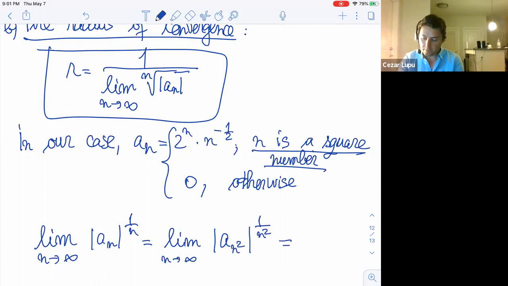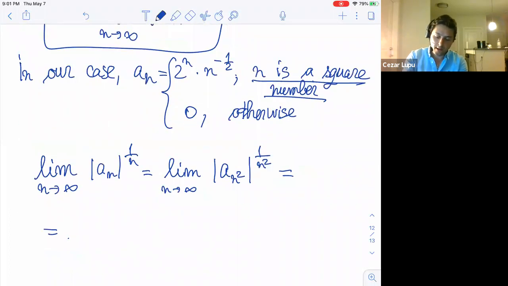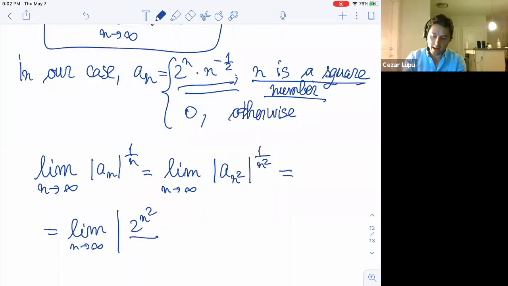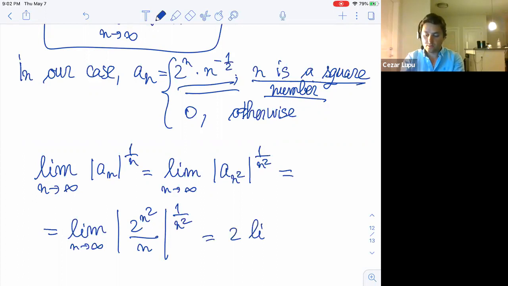So this will be equal to the limit. Here I go back to advanced calc 1, as n approaches infinity of... what do we have here? We know that a_n is this guy here, right? So this would be 2 to the power n squared over n, everything to the power 1 over n squared. And this will be nothing else than just 2. We'll take the 2 out.